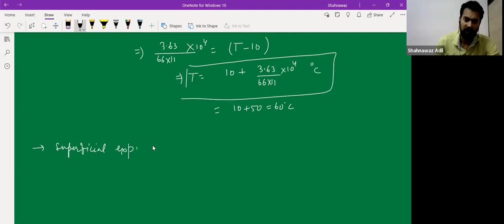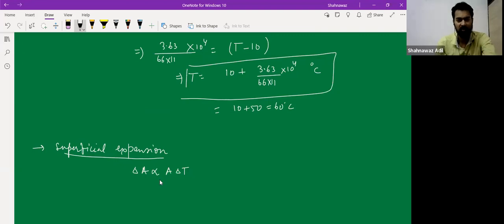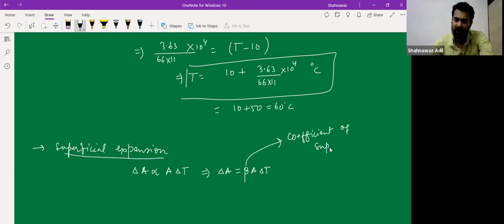So superficial expansion, we have the area expansion, right? So your delta A by A, or you say your change in area, is directly proportional to the area and the change in temperature, right? So the area change will be equal to some beta A delta T, where beta is the coefficient of superficial expansion, right? So the fractional change will be this.